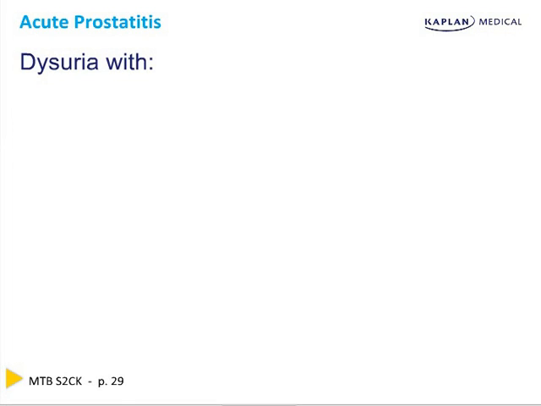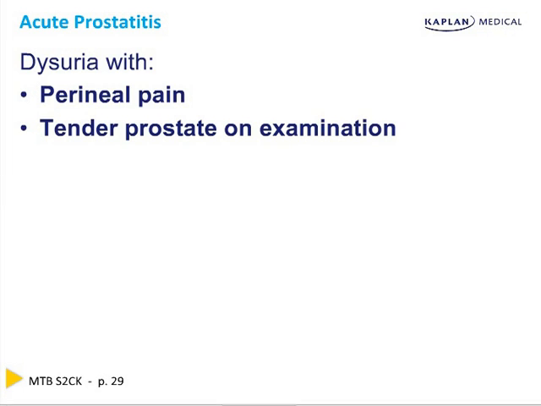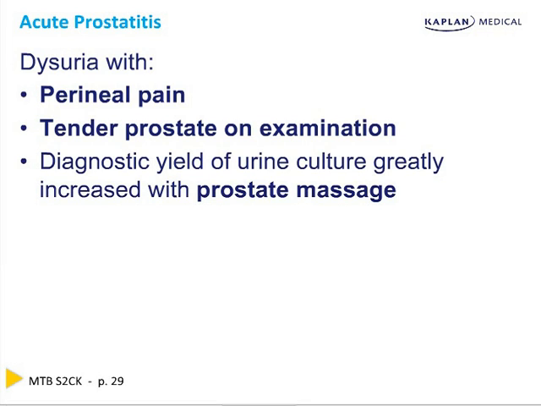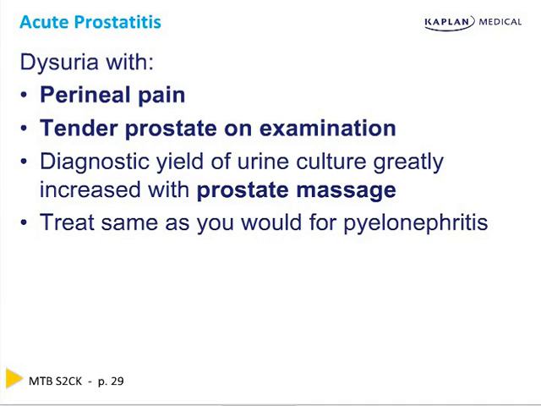Prostatitis is dysuria combined with perineal pain. That's down below, hurt you near your buttocks there, your perineum, and tender prostate on exam. And if they want you to know the answer, they'll tell you this, or they'll say, which of the following is the most specific method of establishing a diagnosis? Prostate exam. You press on it, it hurts. Ouch, done. Diagnostic yield of urine culture is increased with the prostate massage, and you treat it the same way you would for pyelonephritis. Just go longer, go longer.